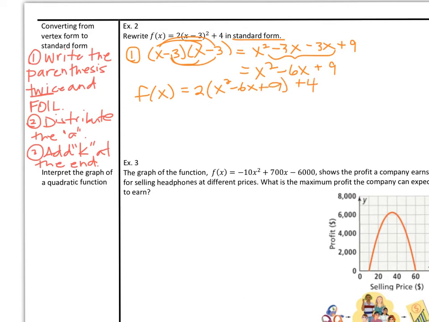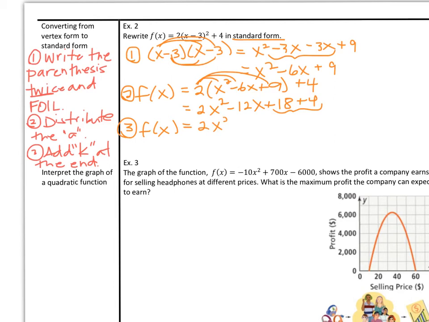We've gotten rid of the squared, but now we need to get rid of the parenthesis. We're on our second step. Distribute the 2, or our a value, to all three of those terms on the inside. 2 times x squared, minus 2 times 6x would be minus 12x, plus 2 times 9, which is 18. Step 3, add that k value at the end. Notice there are two constants at the end. We're just going to combine like terms. Our final answer is f of x equals 2x squared minus 12x plus 22. And that's all you do to convert from vertex form to standard form.